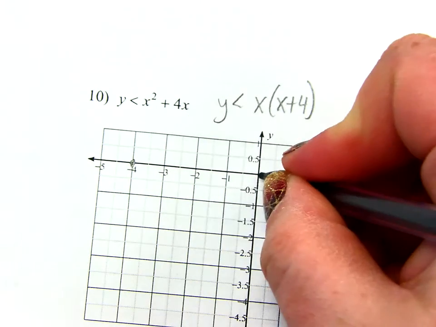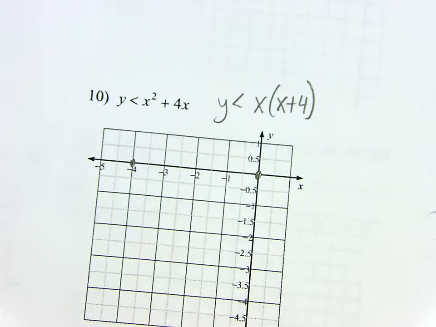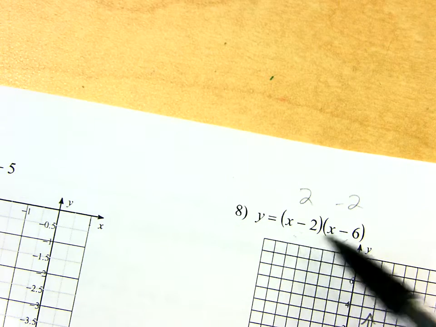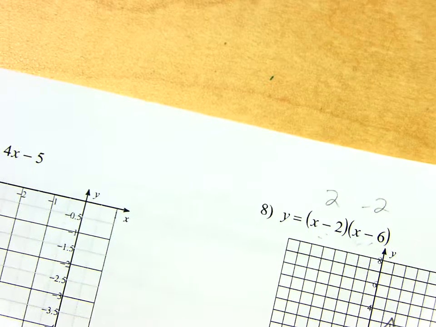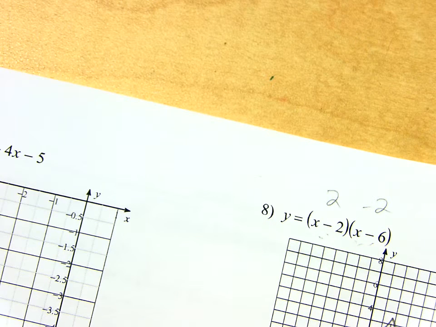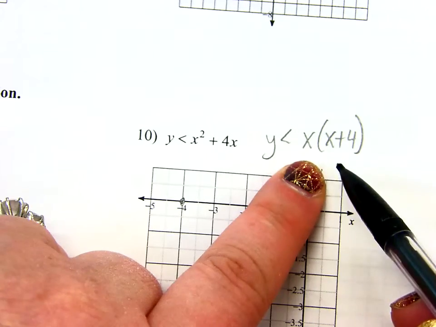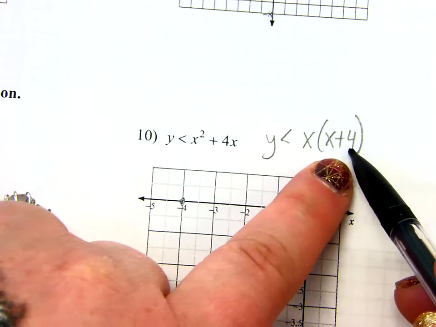So 0, negative 4. By the way, what would it look like if the vertex is going to be on the x-axis? What would these two look like? They'd be the same. It'd be like x plus 3 and x plus 3. They both cross at negative 3. Get it? So this is different though. There, one of them's crossing at 0, one's crossing at negative 4.